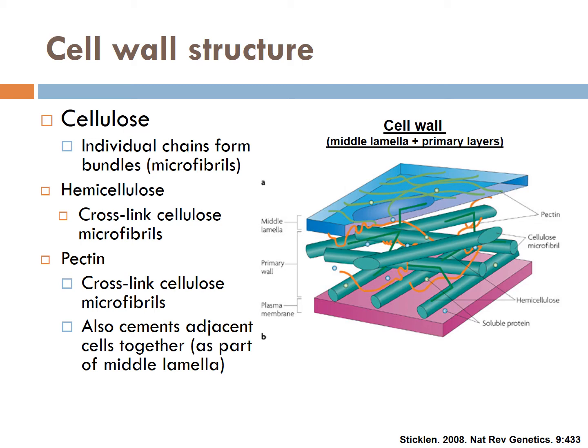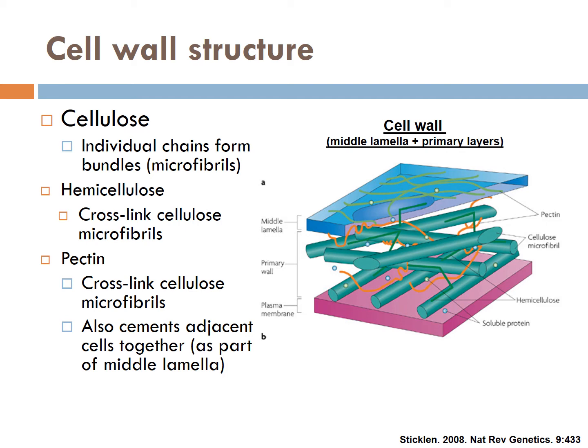In the primary wall, pectin is in orange color. It also runs between and cross-links the cellulose microfibrils. In the middle lamella, which is the space that runs between adjacent cells, pectin is a light green. Here, it serves as a glue that cements adjacent cells together.